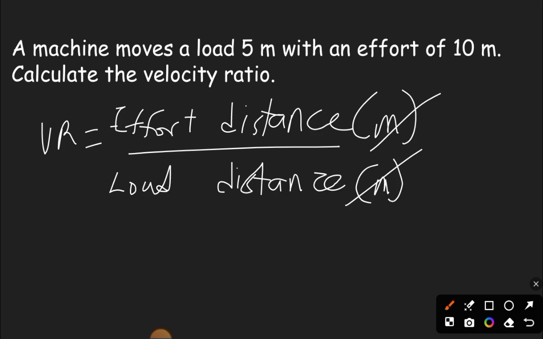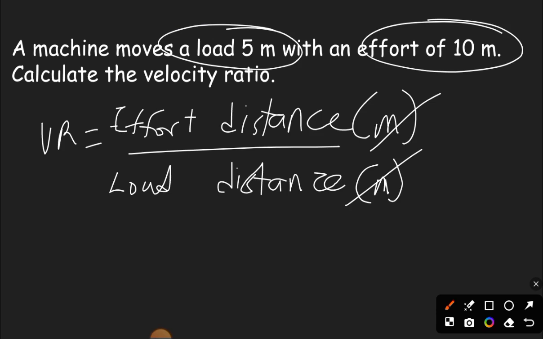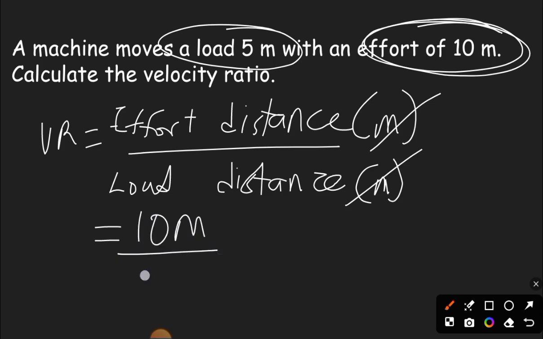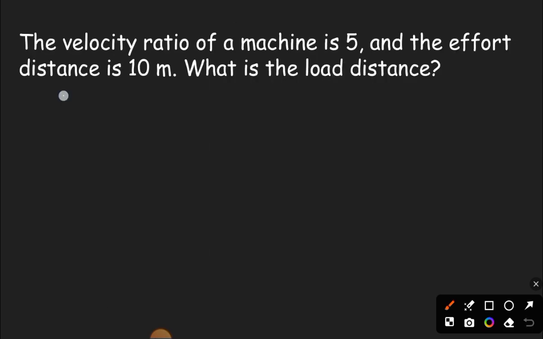So let's begin right away with the question above. A machine moves a load 5 meters with an effort of 10 meters. So this is the effort distance. So equals 10 meters over 5 meters, which is the load distance. So 5 here 1, 5 here 2. So you're going to have 2. That's your velocity ratio.